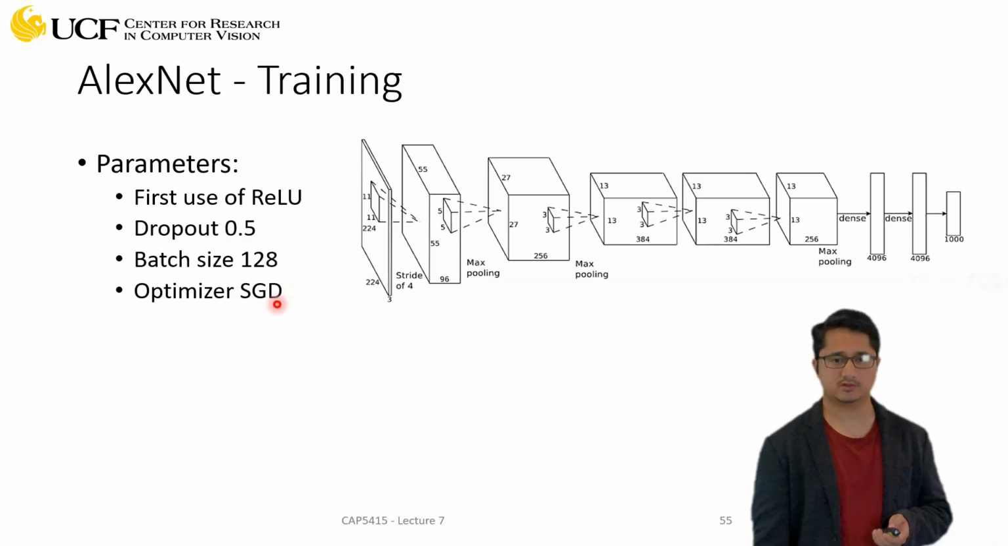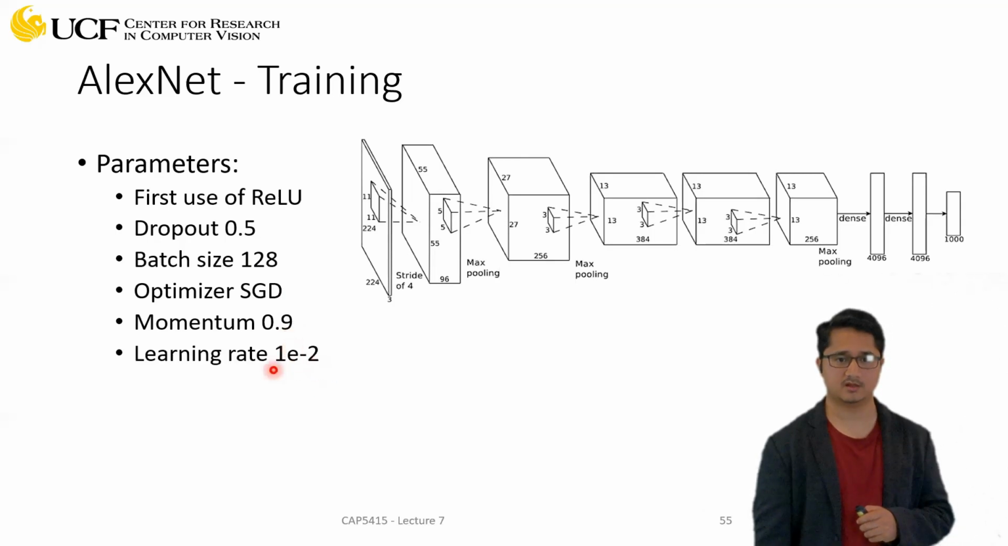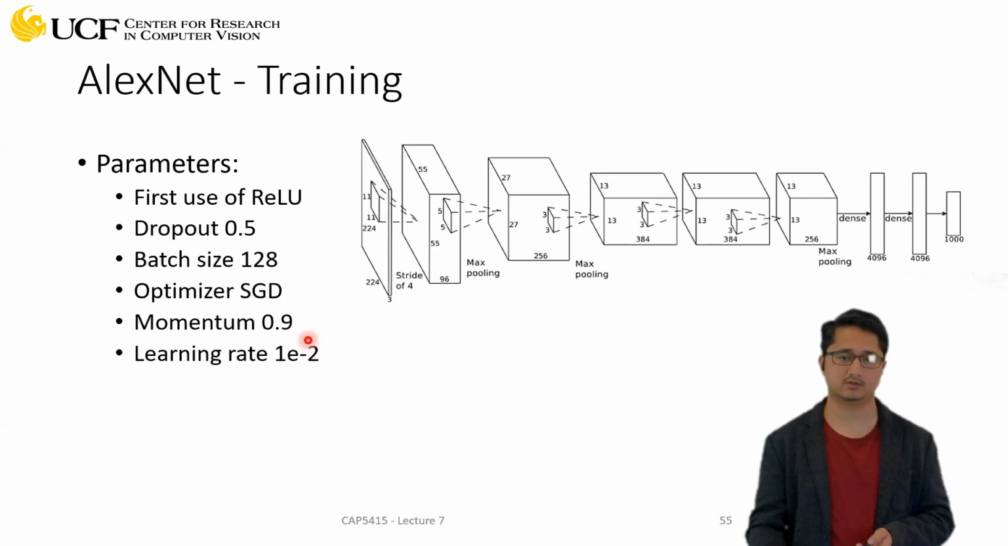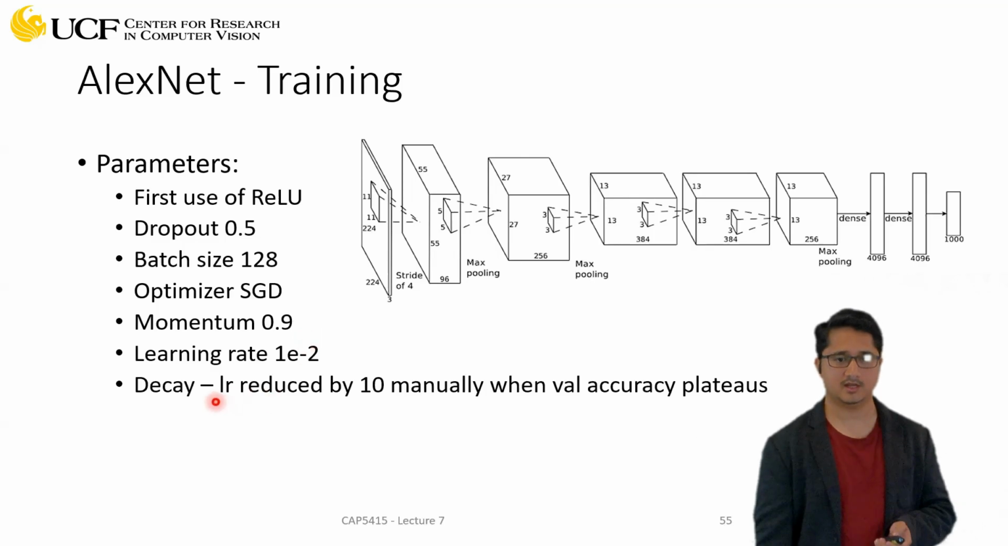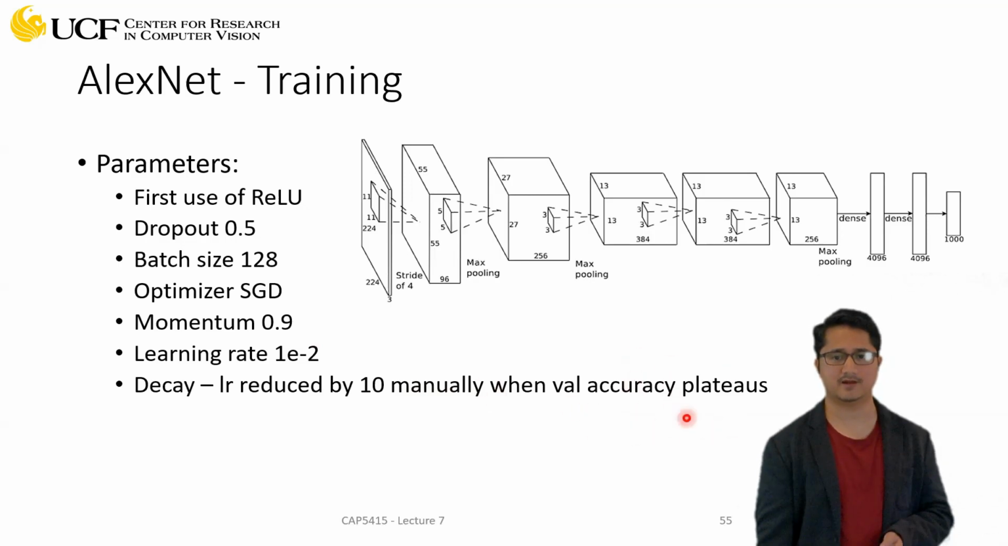Okay, so SGD was used. That's the algorithm we discussed. Momentum was 0.9. Again, we discussed what momentum means. Learning rate was 0.01. Again, you know what learning rate is. That defines what will be the step size when you make those gradient updates. And the decay for learning rate was reduced by 10 manually after the validation accuracy plateaus.